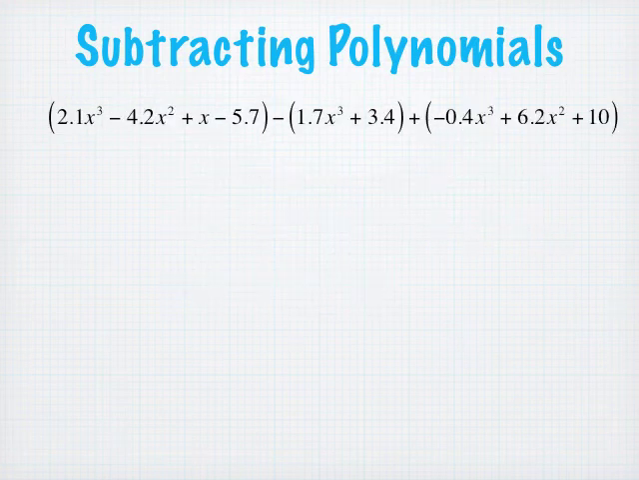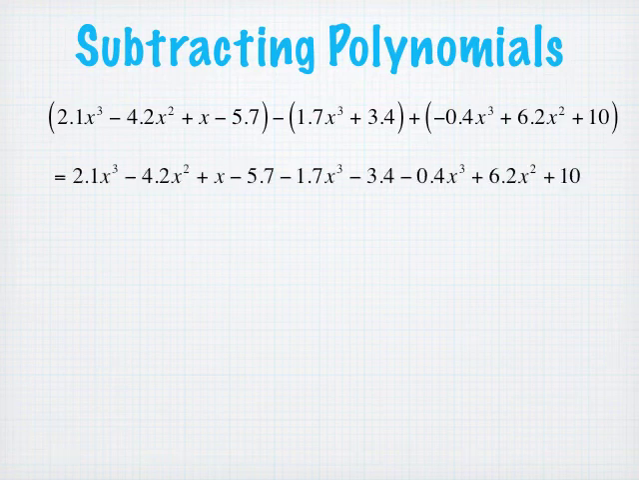Okay, this last one, remember to distribute the negative through that middle set of parentheses, but not to the third set of parentheses, only to the middle set. So I rewrite it without the parentheses, making sure I distribute any negatives that I might have. Now we go on a like term hunt. So let's look for all the x cubes. I have a 2.1x cubed, a minus 1.7x cubed, a minus 0.4x cubed.